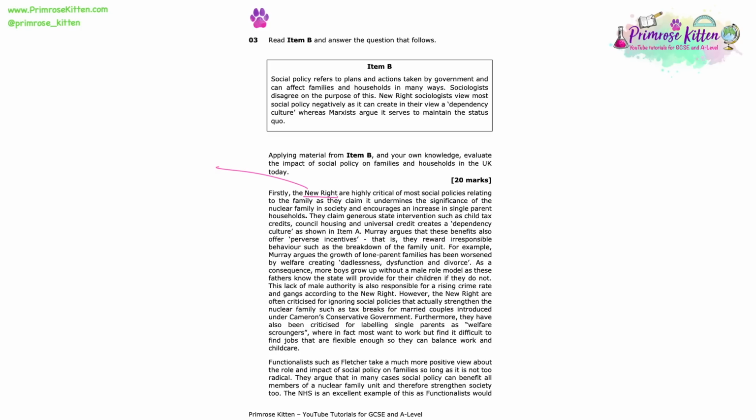The reason why I've mentioned the new right first is because, number one, the new right are mentioned first within the item, and I really do think it's a good idea to structure your 20 markers focusing on the item first. You know then 100% that the ideas you're including will be on the mark scheme, but also because, as mentioned previously, whenever we are writing about social policy, the new right are one of the most significant theoretical perspectives because they have so much to say about social policies, but also because they have been so influential, the most influential theoretical perspective when it comes to actual social policy on families within the UK in the last 30 to 40 years.